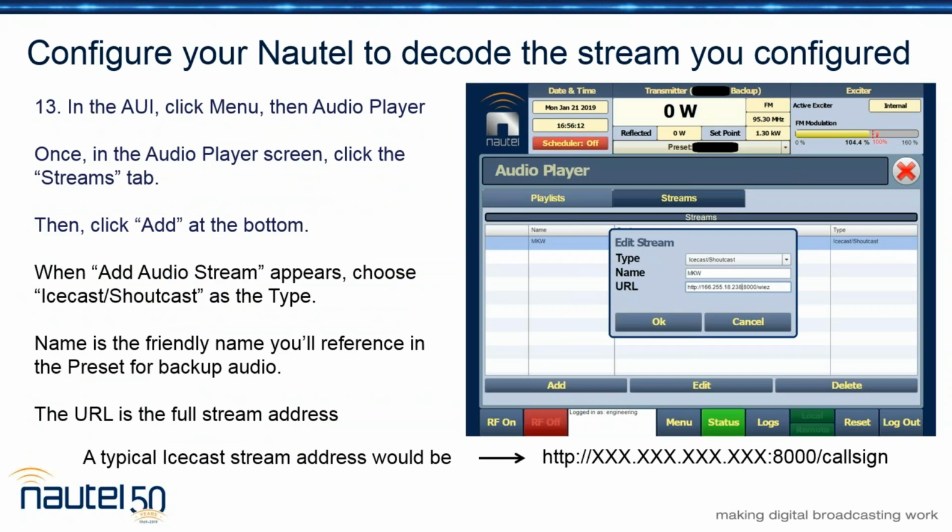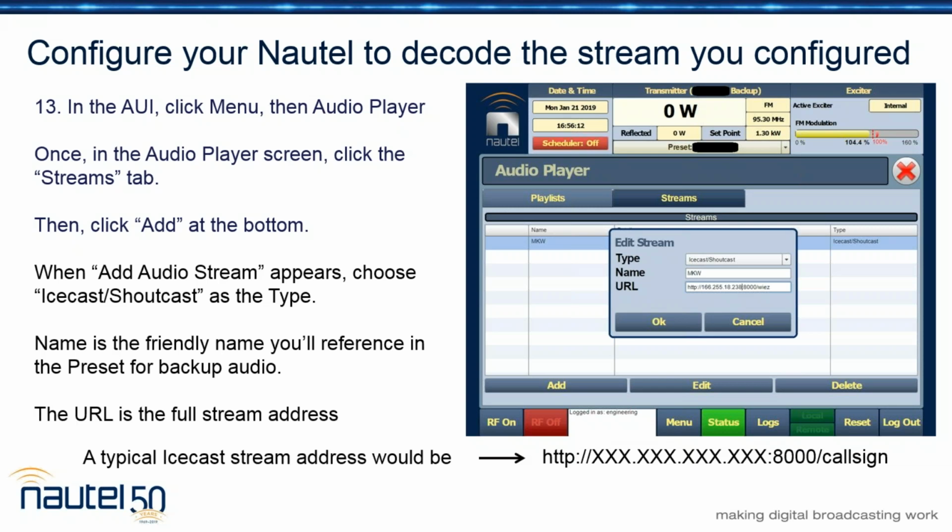Next, moving on to the transmitter. This is extremely simple to configure. In the AUI, you click on Menu, then you go to the Audio Player. Once you're in the Audio Player screen, you'll click on the Streams tab, as you can see in the graphic on your screen. Then down at the bottom, you'll click the Add button. It pops up an Add Audio Stream box. In that, you'll choose Icecast, Shoutcast as the type.